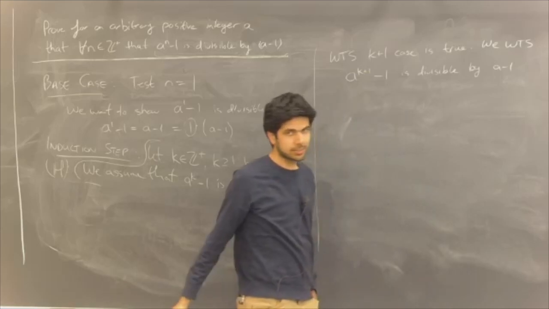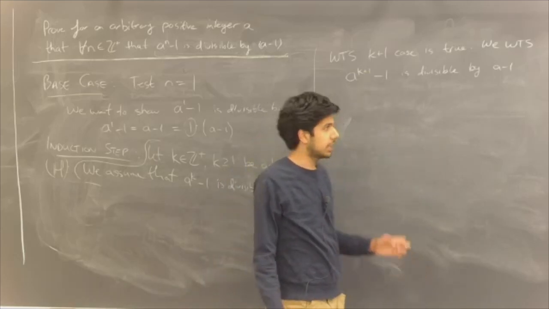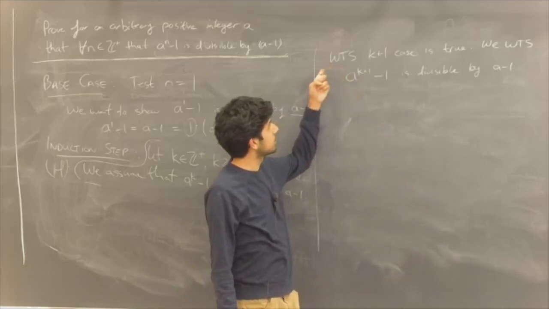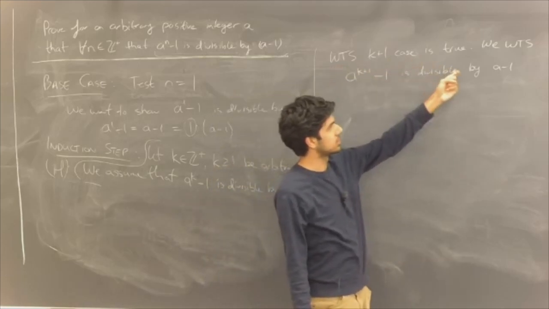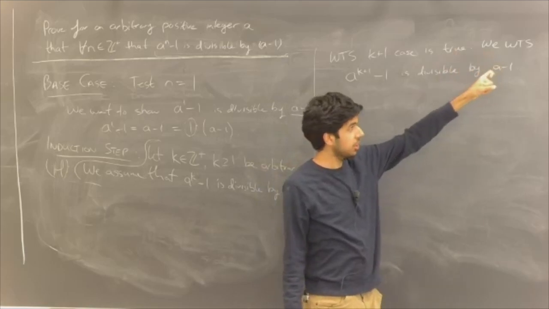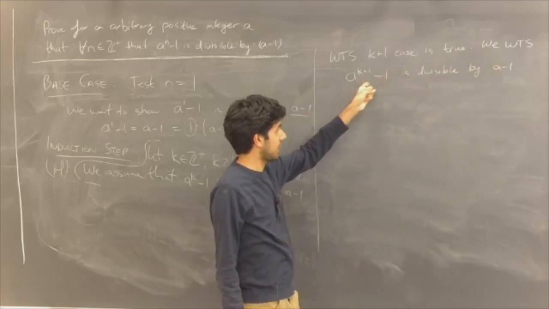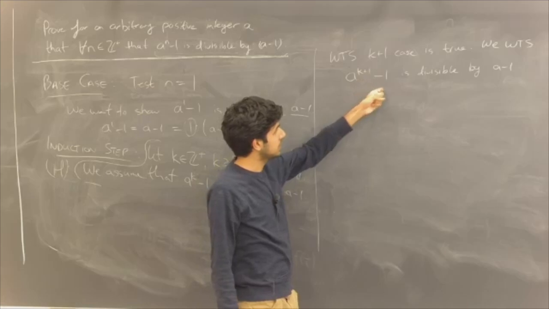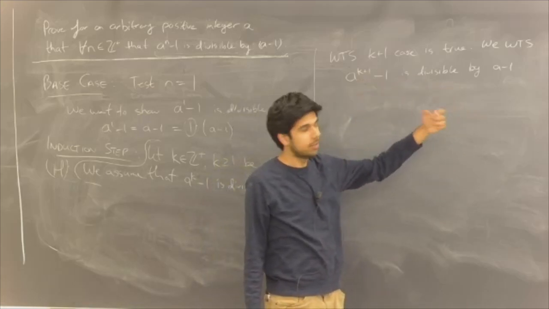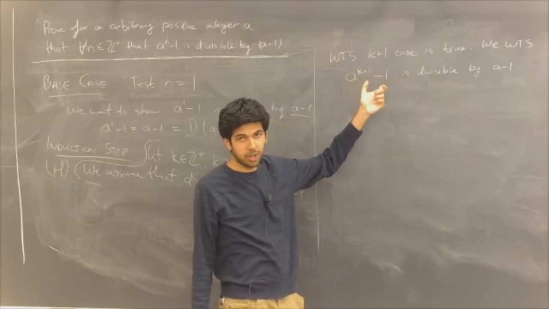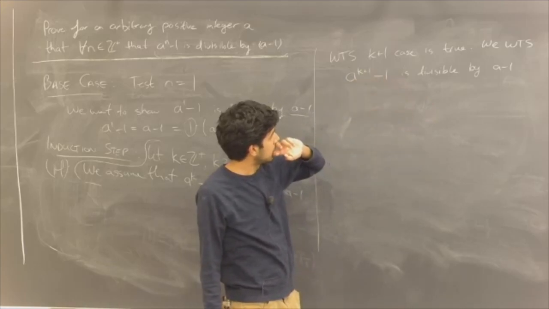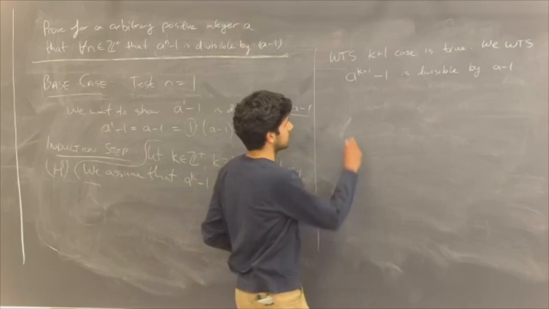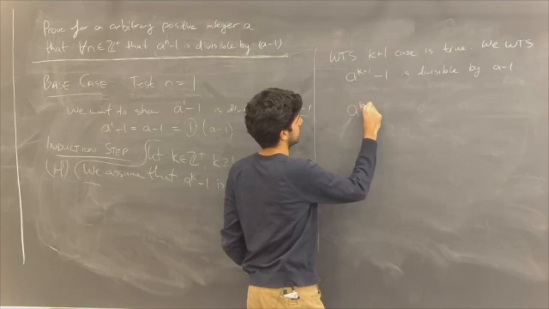So now the next part is to show the k plus 1 case. WTS, we want to show that the k plus 1 case is true. So we want to show that a to the k plus 1 minus 1 is divisible by a minus 1. Right? When n is k plus 1, we want this to be true. Okay, so this is what we're dealing with.